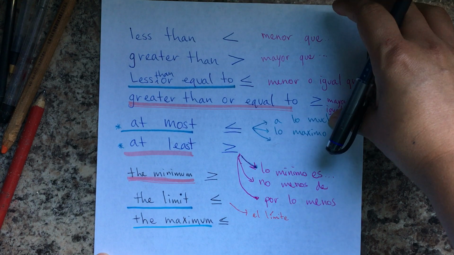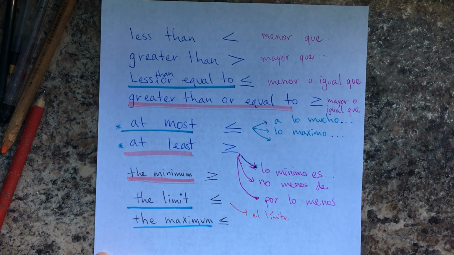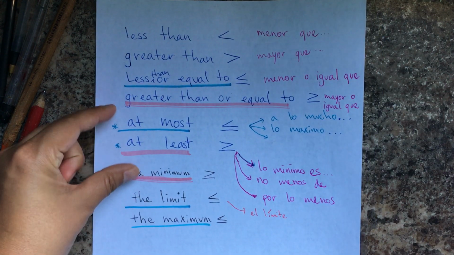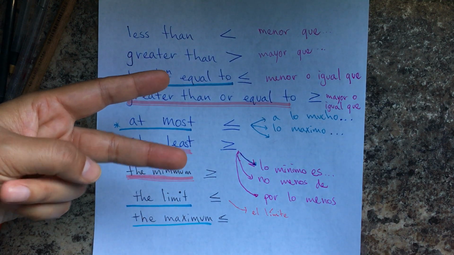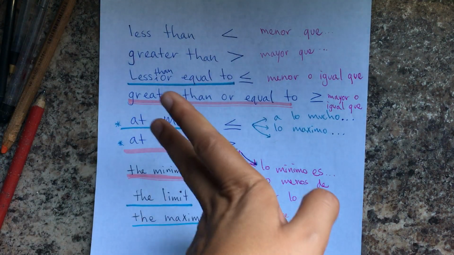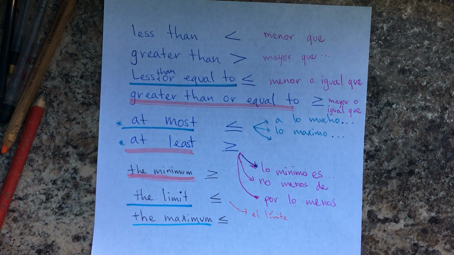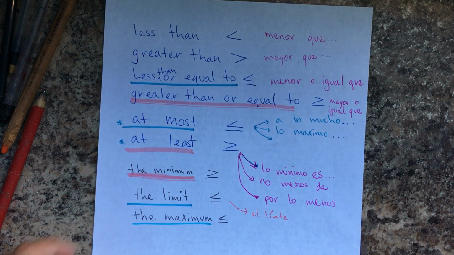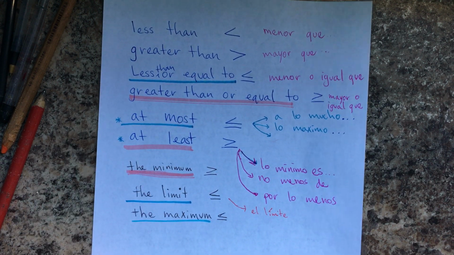Okay, so this, if you want, you can separate the ones that are less on one side and the greater on the other side to make it easier for you to identify. But this is a list that includes most of them.